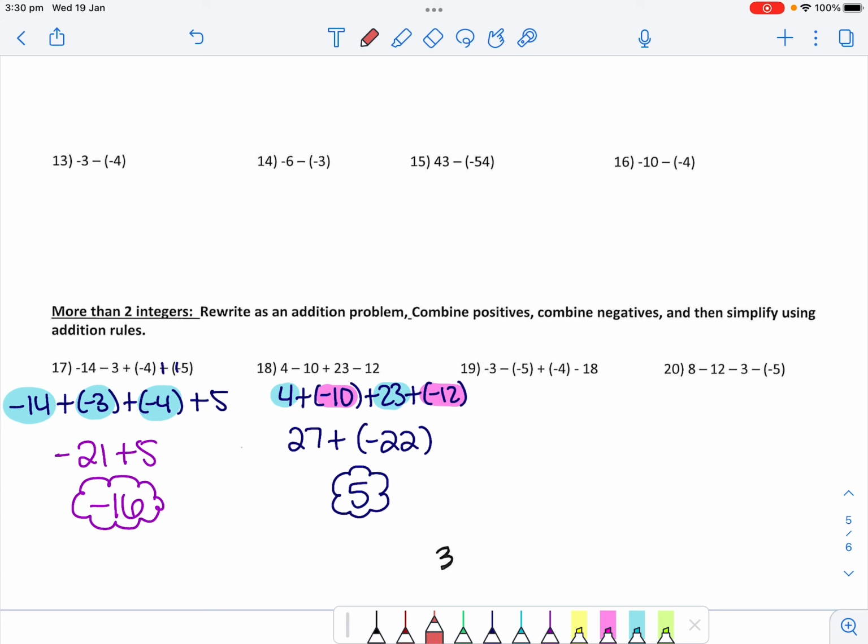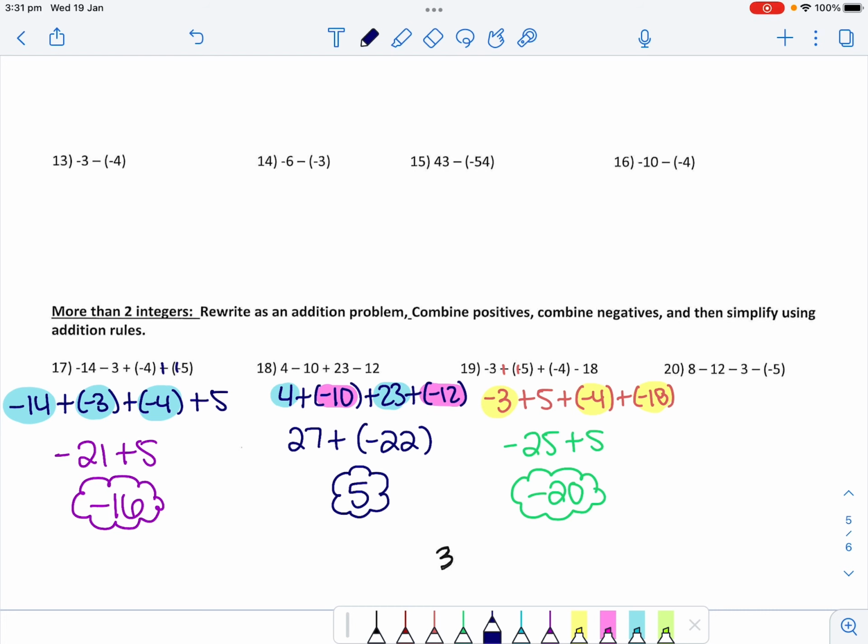For number 19, that minus negative is going to become a plus positive, so negative 3 plus 5 plus negative 4 plus negative 18. So I'm going to combine all of my negatives. Negative 3 plus negative 4 is negative 7, plus negative 18 is going to be negative 25 plus 5. 25 minus 5 is 20, and the result is going to be negative.